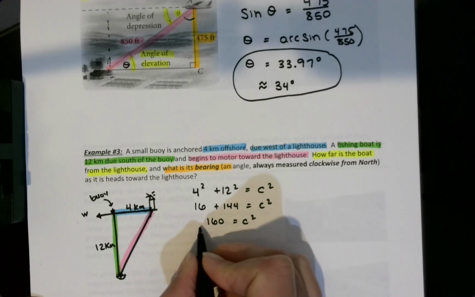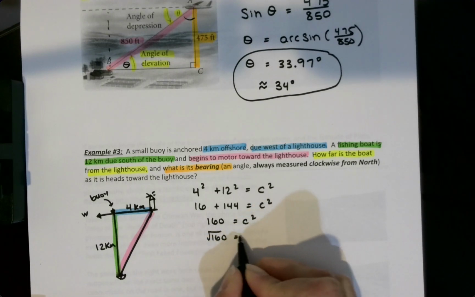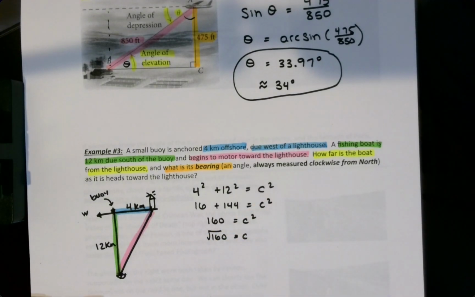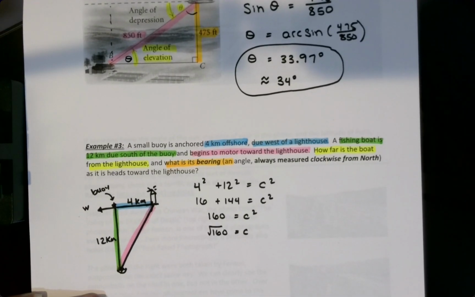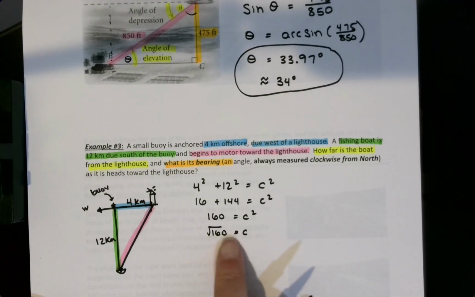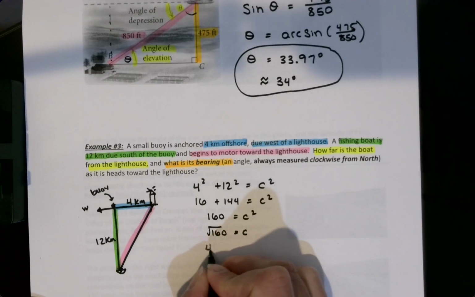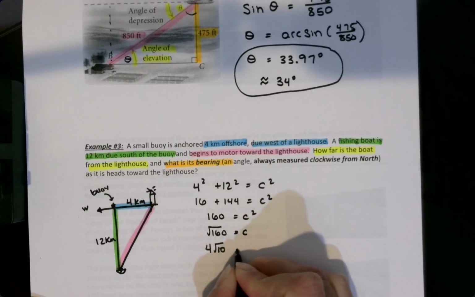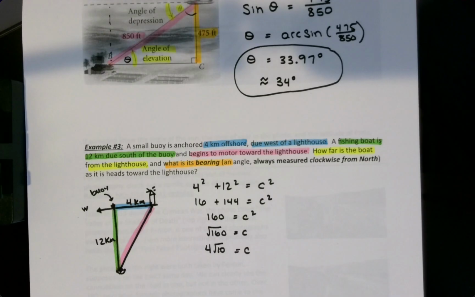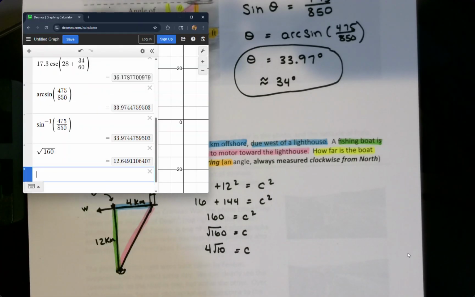And then if I take the square root of both sides, I'm going to be able to break that down, if I wanted to, into 4 times the square root of 10, but this is a story problem, so we actually don't need the exact value, we need the approximate value. So we can do the square root of 160 or 4 square root of 10, your preference.